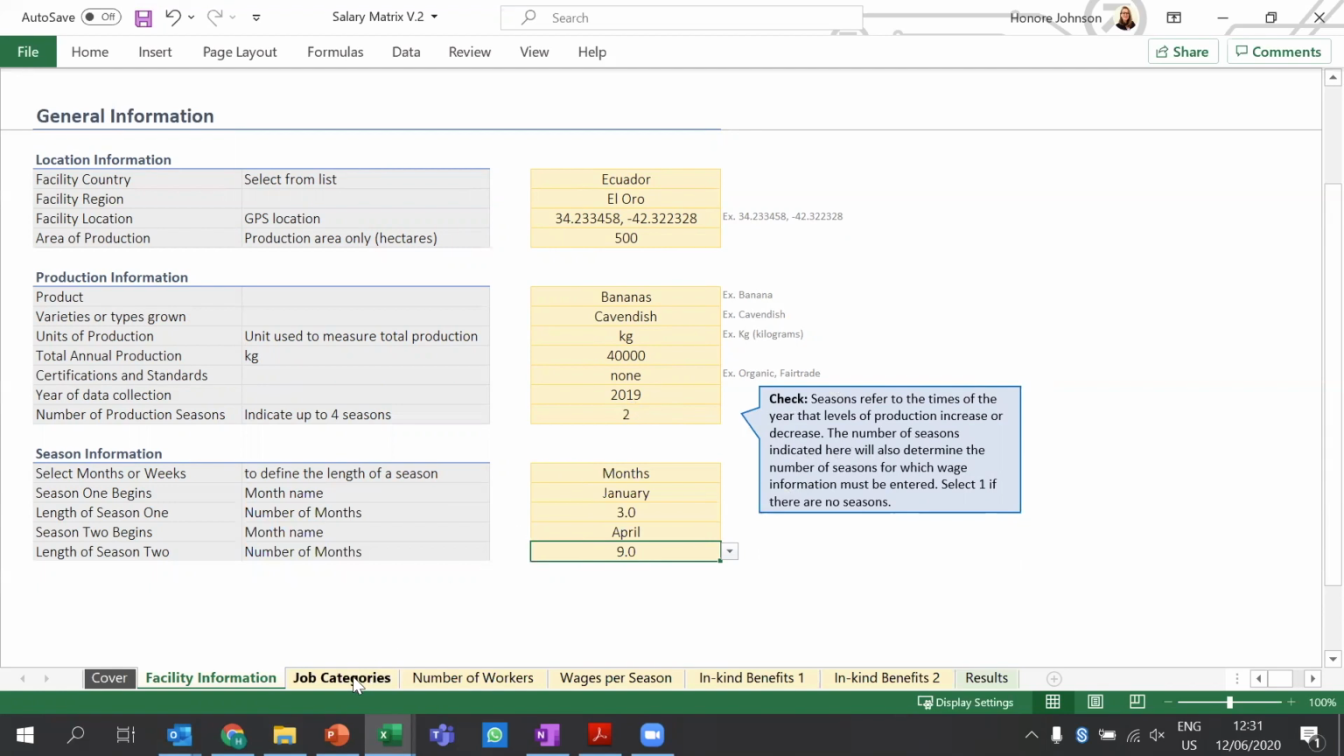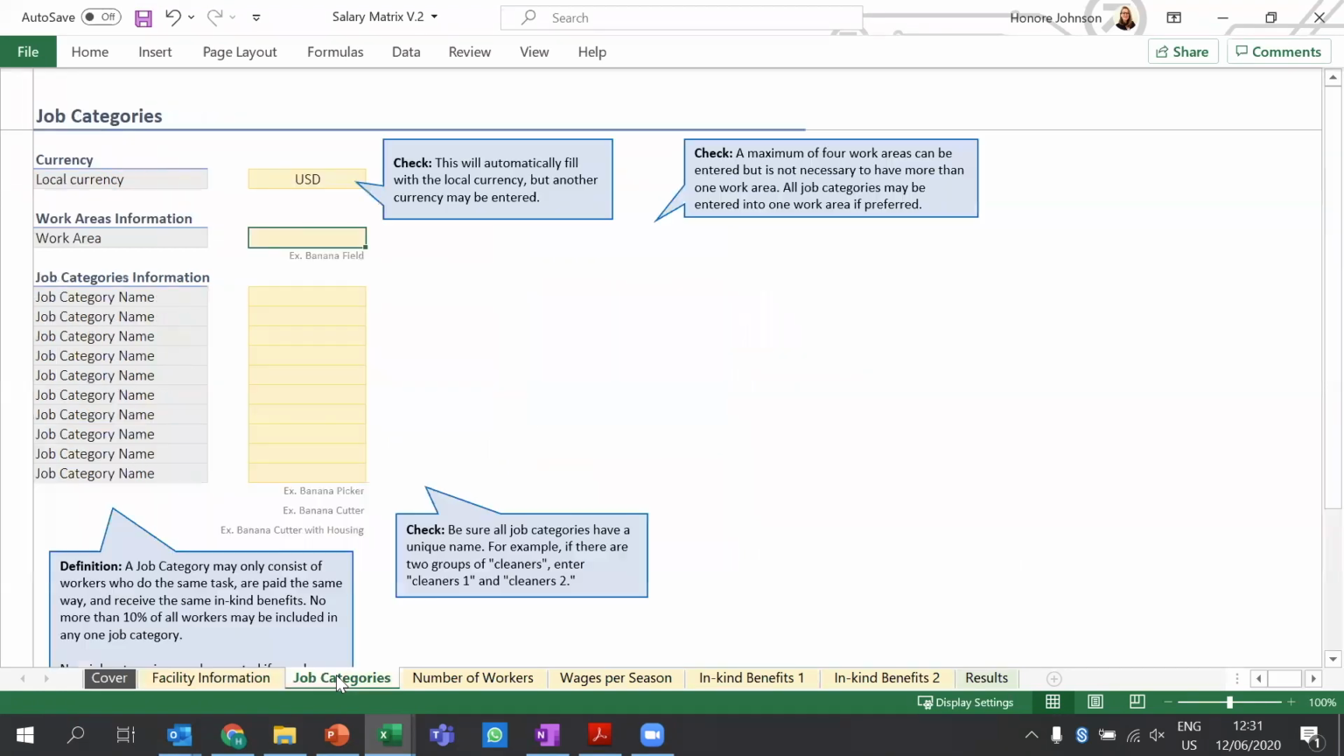Then we can move on to job categories. Once we click the Job Categories tab, you will see that the local currency has appeared here. If the local currency is incorrect, or you would like to enter the data in a different currency, just change the currency in this box.